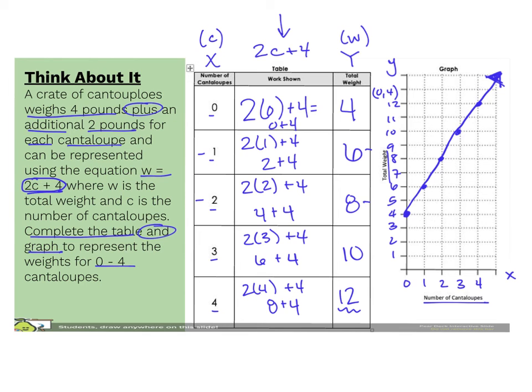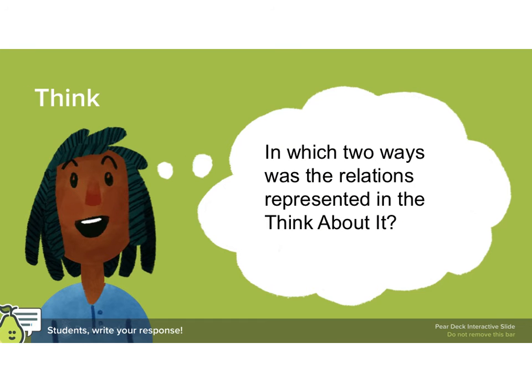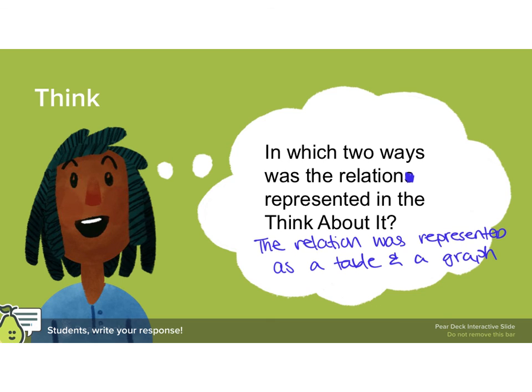On our next question, it's in which 2 ways was the relation represented? So our relation was represented in first a table and then a graph. So the relation was represented as a table and a graph. And that's it for Think About It.